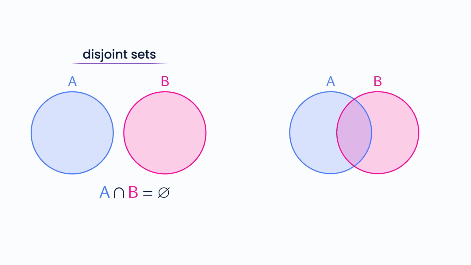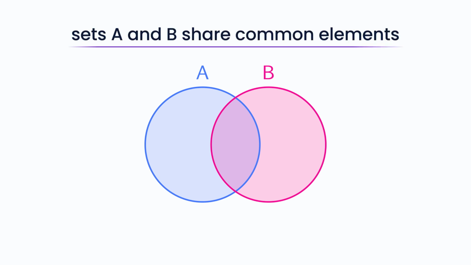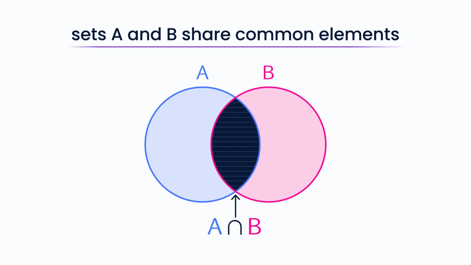In the second Venn diagram, the circles do overlap, because sets A and B share common elements in this case. So, when you see a Venn diagram that looks like this, you know that the intersection of set A and set B contains those shared elements. The elements of the intersection are located in this region, where the two circles overlap.